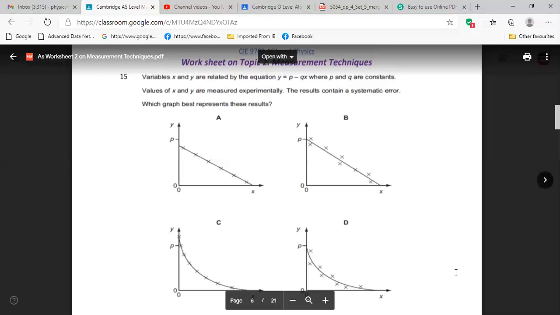So take the record. For 15, you write y equals p minus qx. It is a straight line equation, and here we have systematic error. These two pieces of information you write in your copy so that later you can recall. Otherwise, you will forget, right? Even after taking the printout, when you go to write, you will forget.